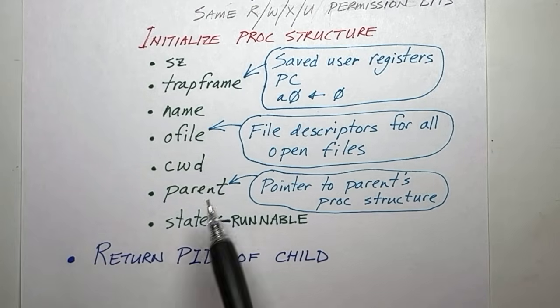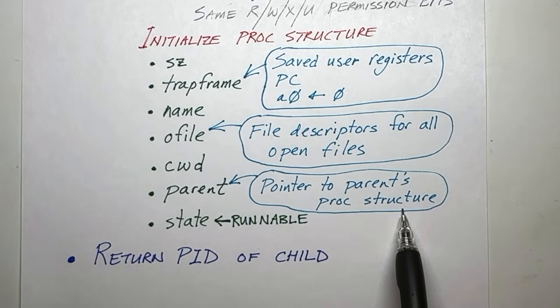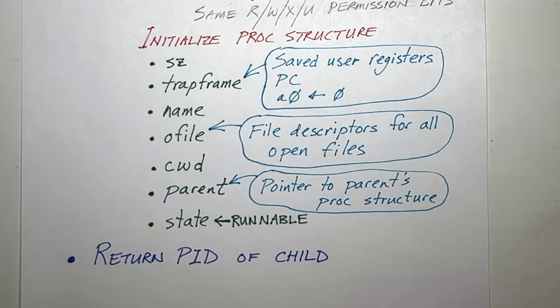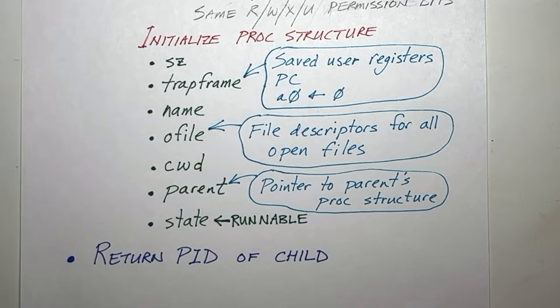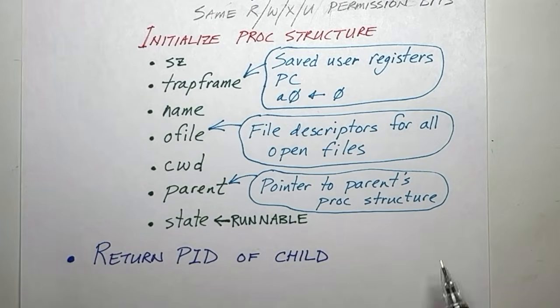Then we set the parent pointer in the child's proc structure to point to the parent's proc structure. This is the only other difference between the child process and the parent process: they each have a different location in the parent-child hierarchy. This will come into play later when the child exits and we need to notify the parent process. So we make the new process a child of the parent by setting its parent pointer to point to the currently running process, that is, the process that called fork.